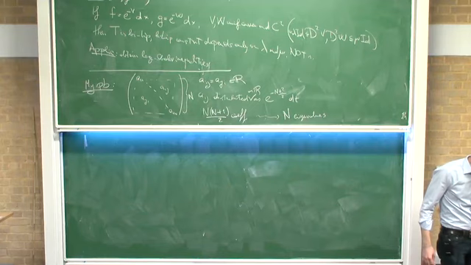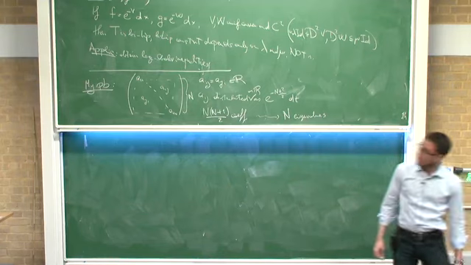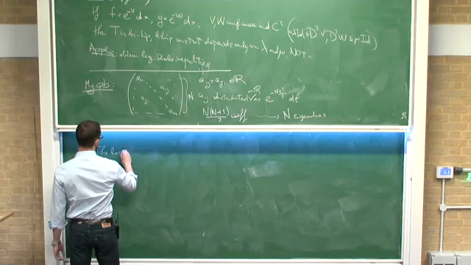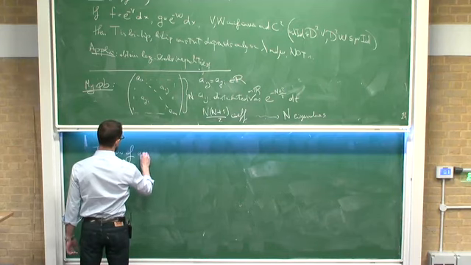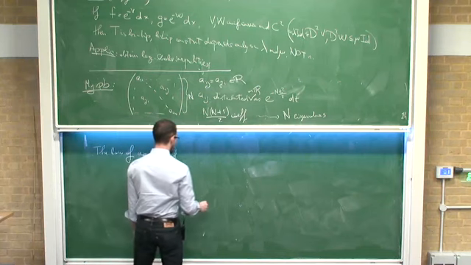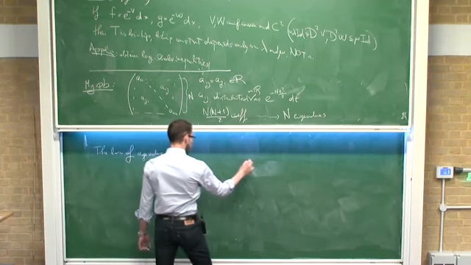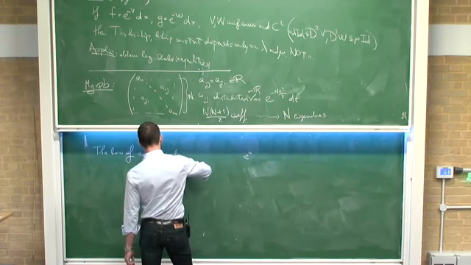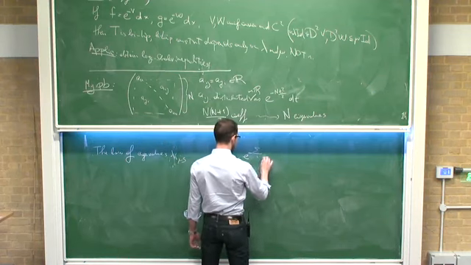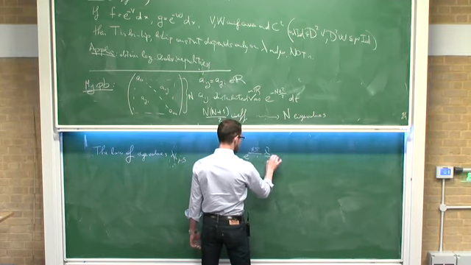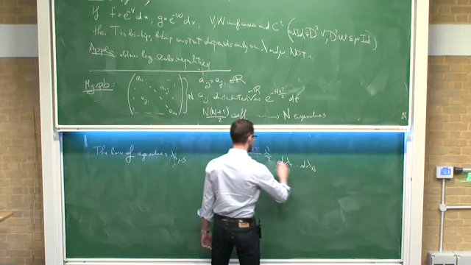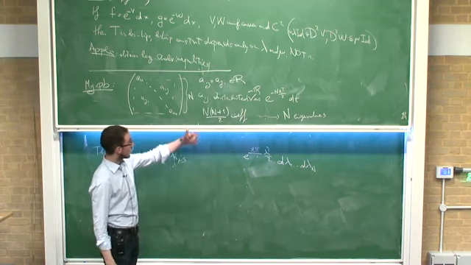So let me tell you what the distribution is. In this particular case, the law of the eigenvalues is the following. With the eigenvalues lambda I, it is e to the minus n sum over I of lambda I squared over 2, d lambda 1 through d lambda n. This is the law on R to the N.